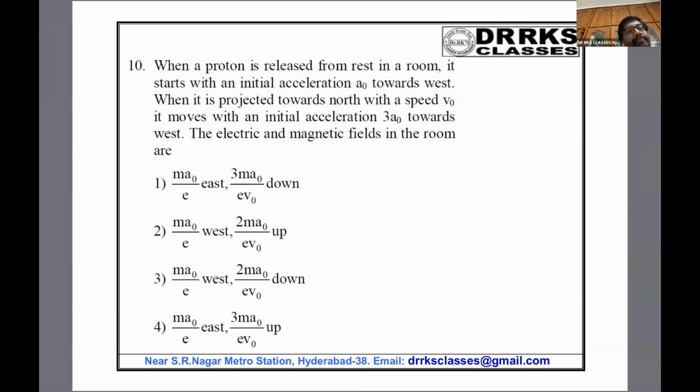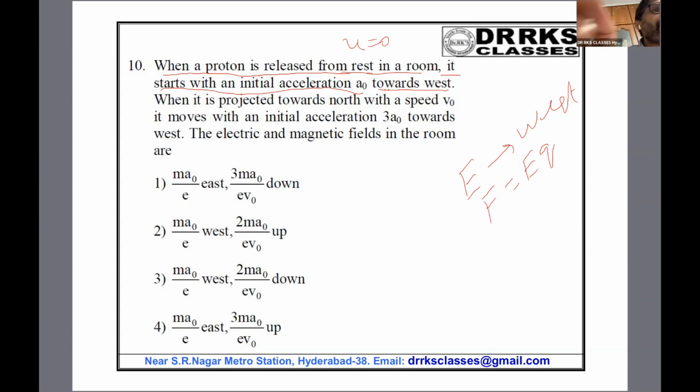So look at the last problem, where a proton is released. That means released from rest, so the u value is 0, in a room. It starts with initial acceleration a naught towards west. A proton is a positive charge, so naturally the electric field is also in the west direction only, because F is equal to EQ. So we get the direction and magnitude of the electric field.